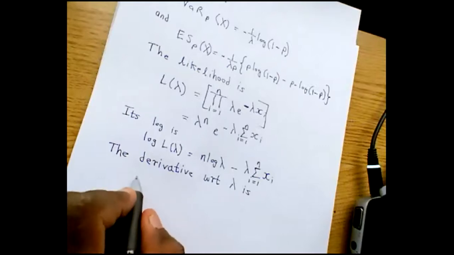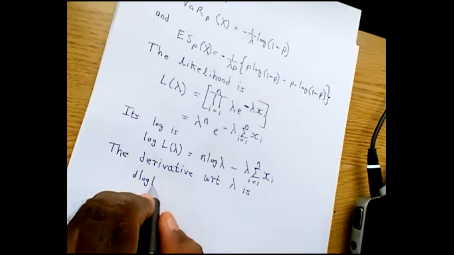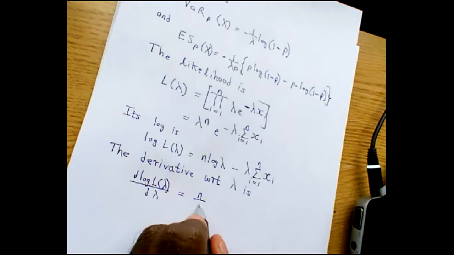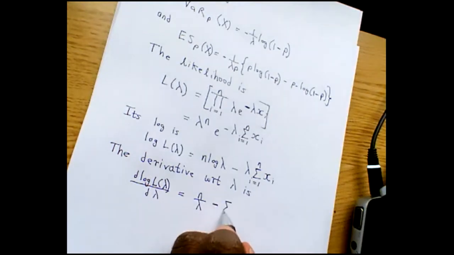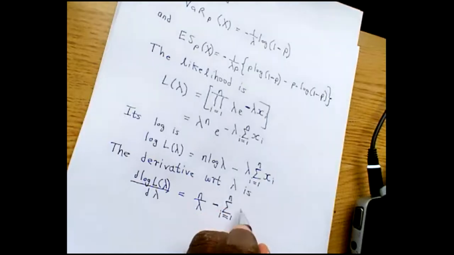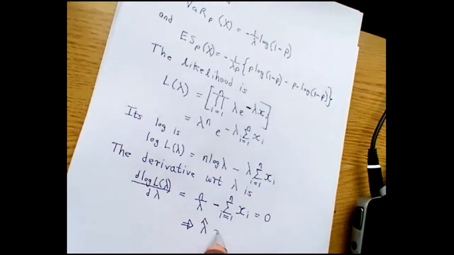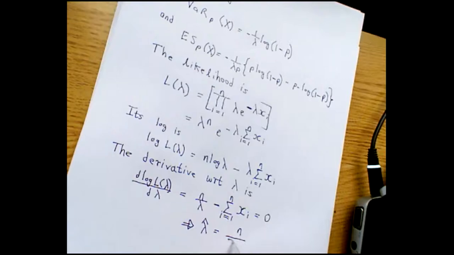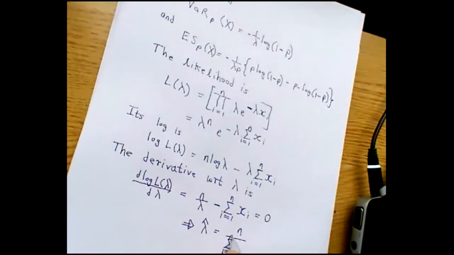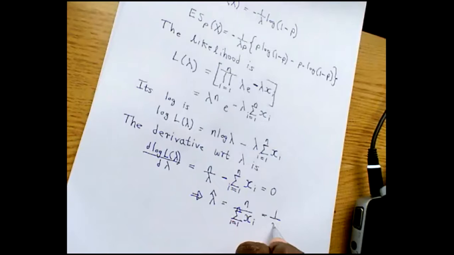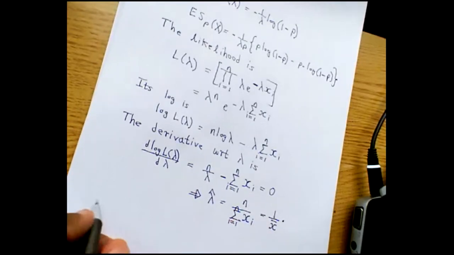The derivative with respect to lambda is this, and you set this to 0 and solve for lambda. If you solve this equation for lambda, you get lambda hat equal to n divided by the sum of x_i, which is equal to 1 divided by the sample mean.